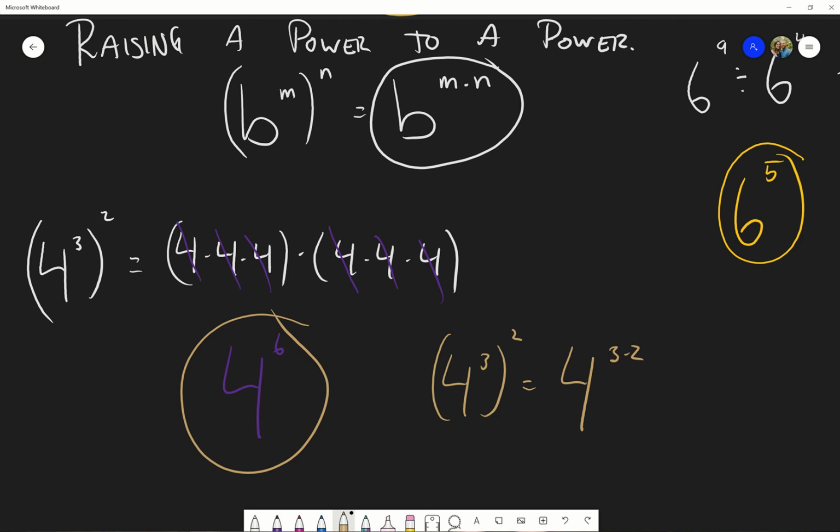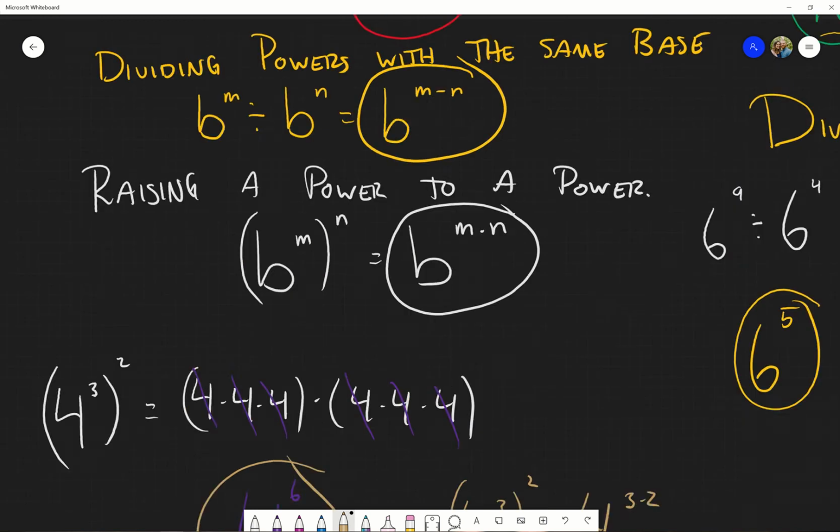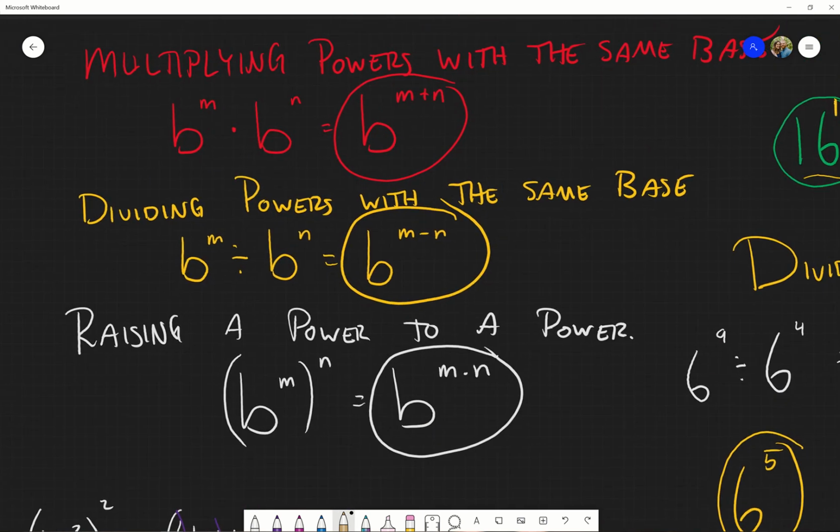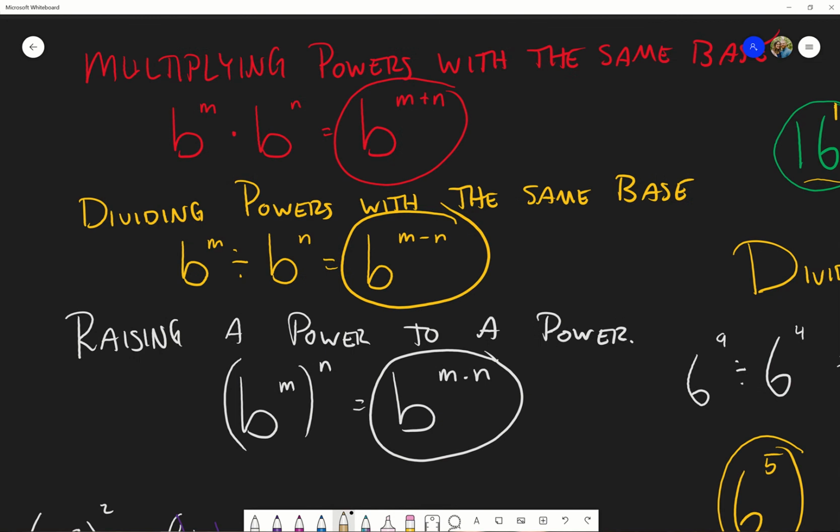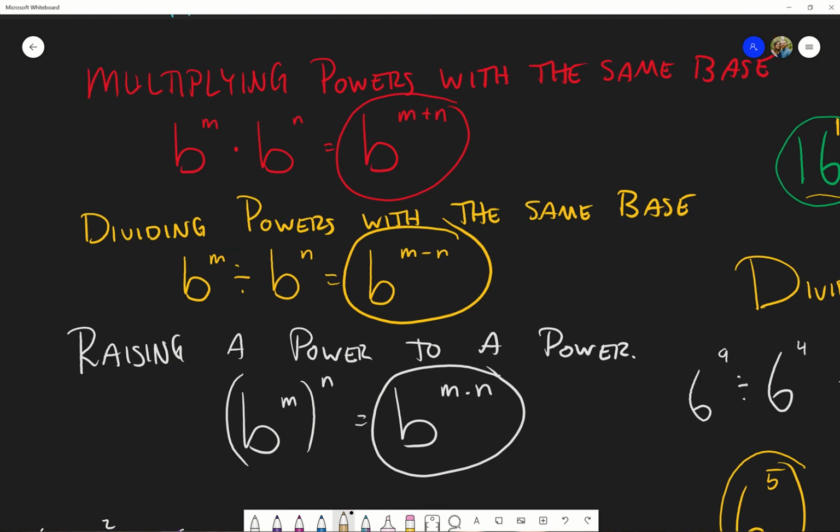As long as we are following these 3 rules, right? As long as we've written down these 3 rules, right, children? We always write down all of the things we take notes on. As long as I've written down these 3 rules and I can use them, I should know how to multiply with the same base, divide with the same base, and raise a power to a power.